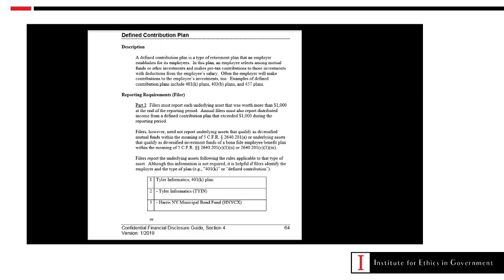So if you have a filer whose spouse has non-federal employment and you're seeing that for the first time, I would almost always ask, is there a deferred compensation or a defined contribution plan there somewhere? And does it have underlying holdings? Because that's an area of underreporting we see all the time.